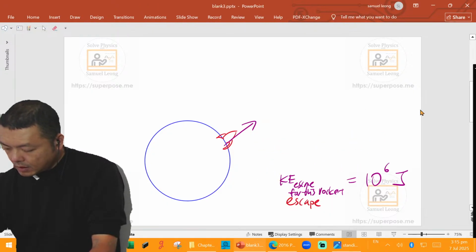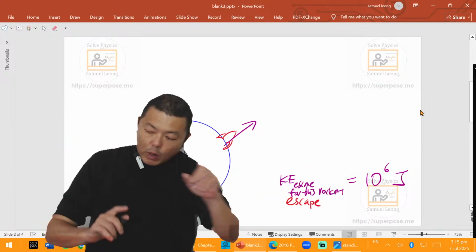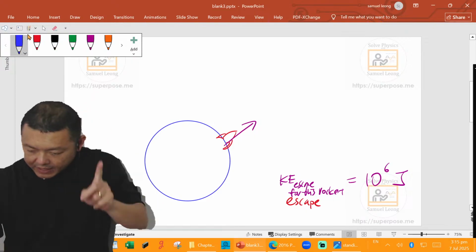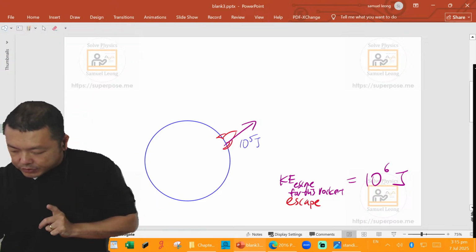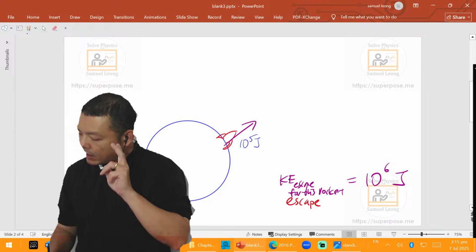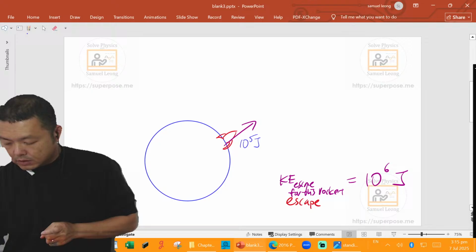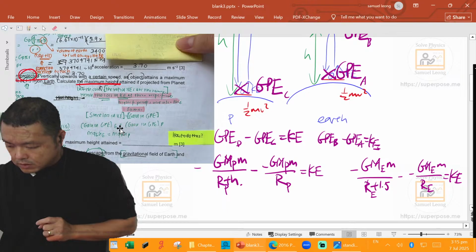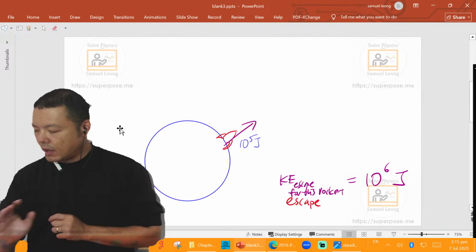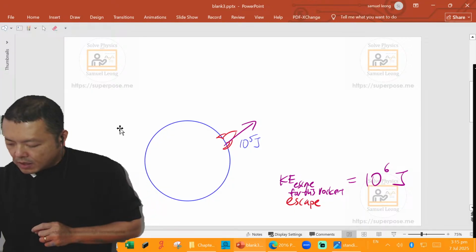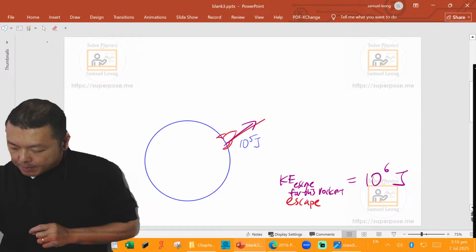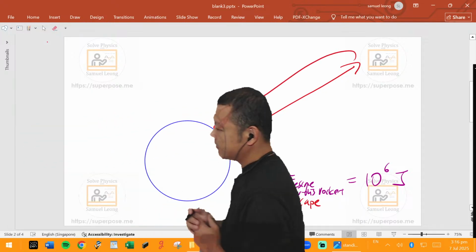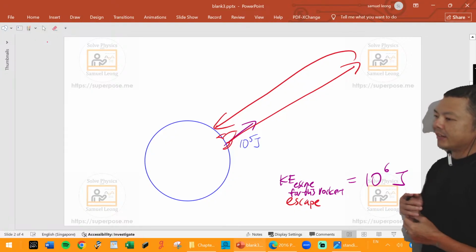For this rocket, if I want it to escape, it's 1 million joules. Okay, let me ask you this. What happens if I give this rocket 10 to the power of 5 joules? What will happen to the rocket? Wrong. The rocket will fly up and then crash back down. That's where you're getting it wrong.